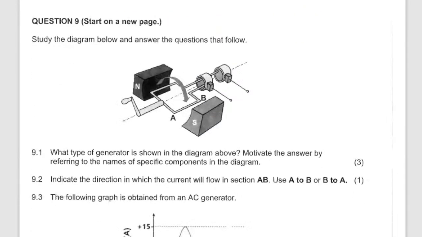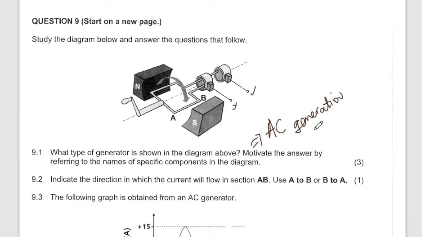Question number 9. Study the diagram below and answer the questions that follow. What type of generator is shown in the diagram? You must motivate your answer by referring to the specific names of the components. We have this and this, and we are calling it a generator. So it's an AC generator.